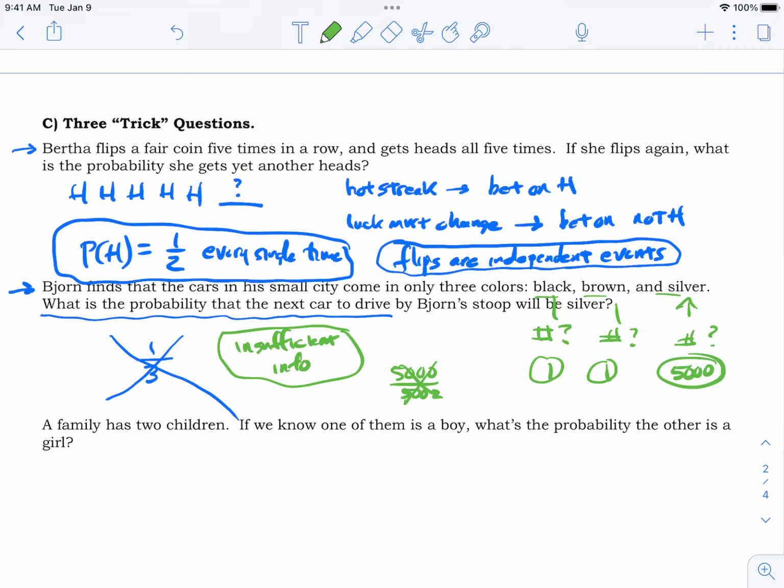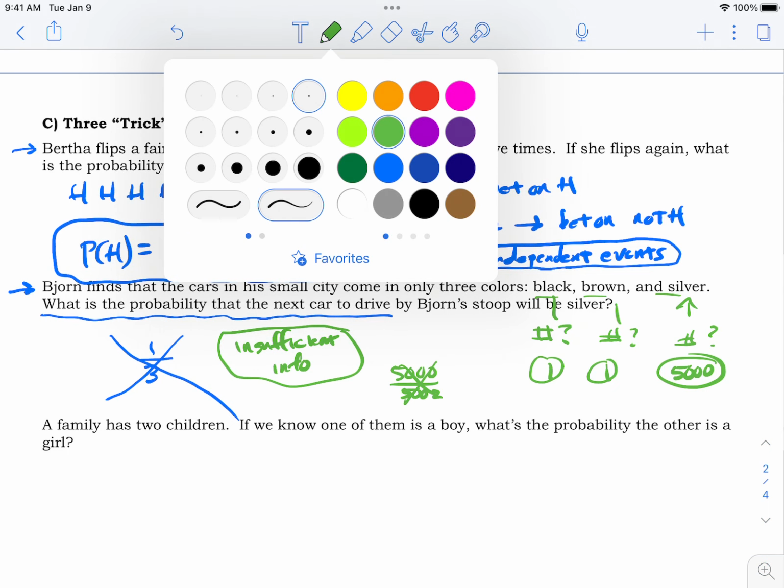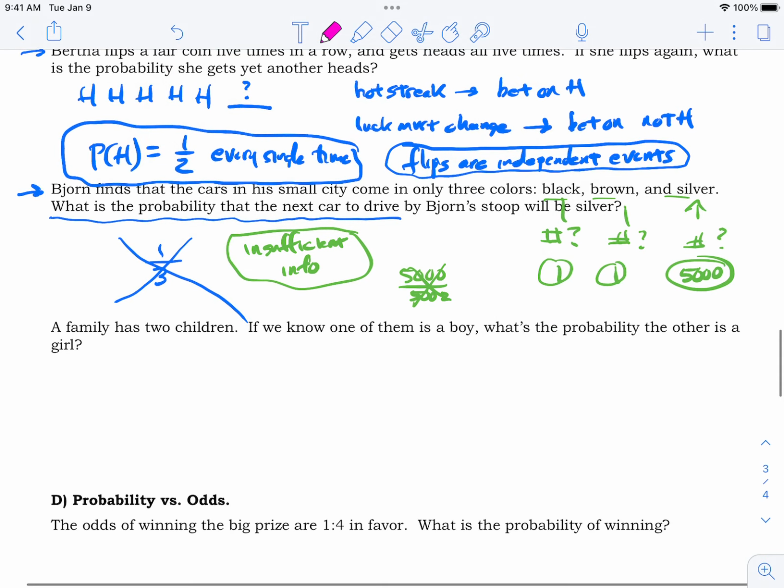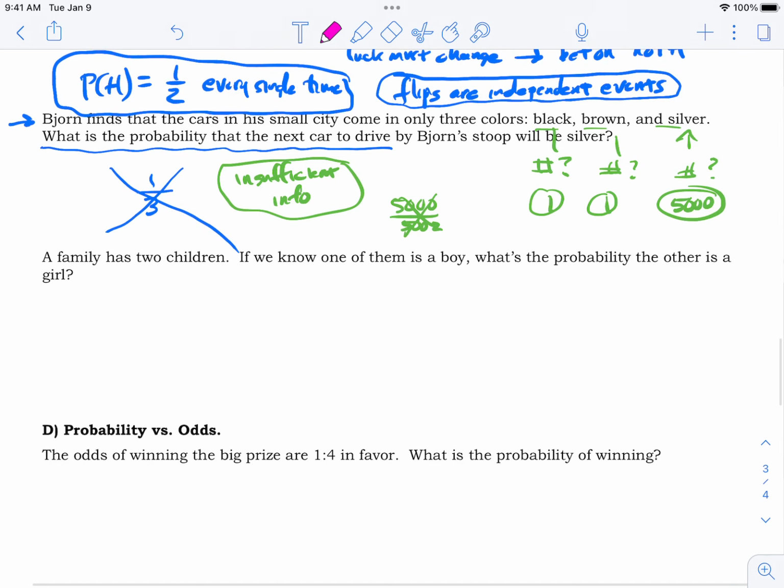Okay, this next one is a great one for winning money at the Buffalo Wild Wings or whatever. A family has 2 kids. We know that one of them is a boy. So what's the chance the other is a girl? What's the probability the other one is a girl? Now, 2 hints. Hint: it's not a half, which took me a long time to believe.